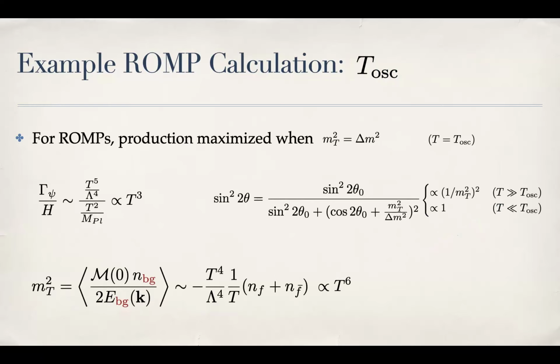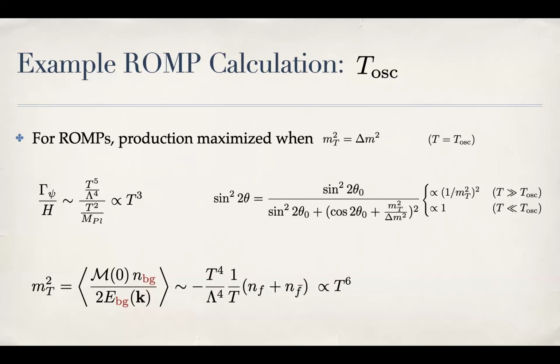Okay, so let's calculate first Gamma over H, which is basically your scattering rate times the time at which you're scattering. Since this dimension is a heavy vector exchange, your scattering rate will go as T^5 over Lambda^4. Hubble goes as T^2 over M_Planck. So Gamma over H goes as T^3. And if that was the only effect, that would tell you you have UV freezing, right? Your dominant temperature of production is as high a temperature as you can get.